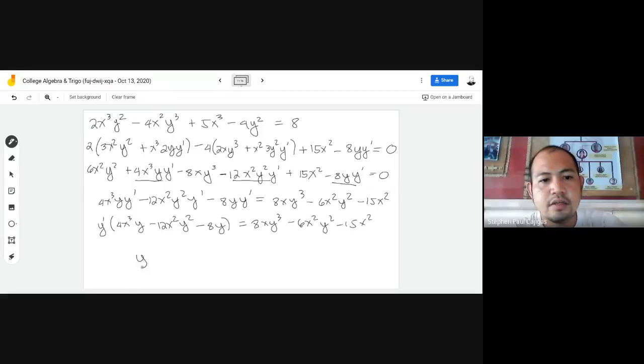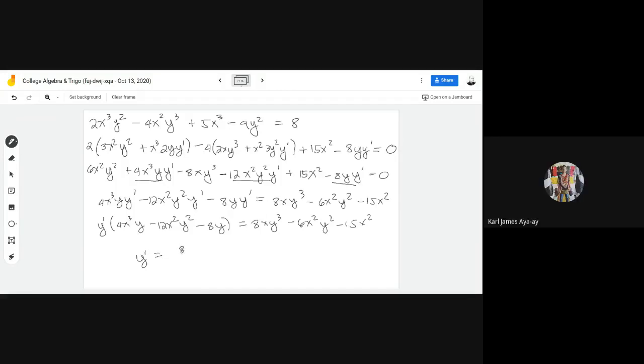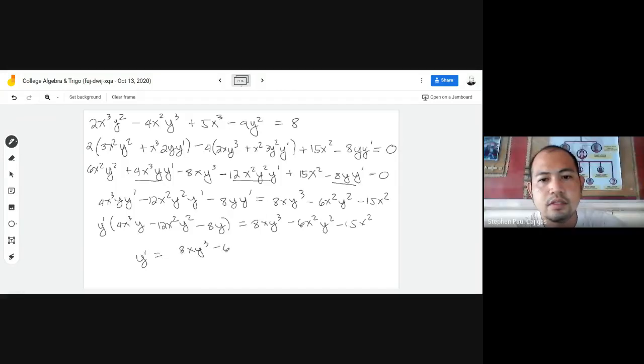And final answer, madali na la. So copy line ito niya, 8xy cubed minus 6x squared y squared minus 15x squared all over, copy tanan na ada hitsulodit parentheses, 4x cube y minus 12x squared y squared minus 8y. And this is the final answer.